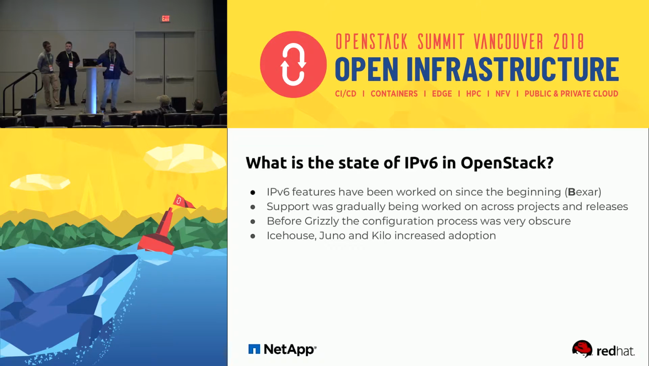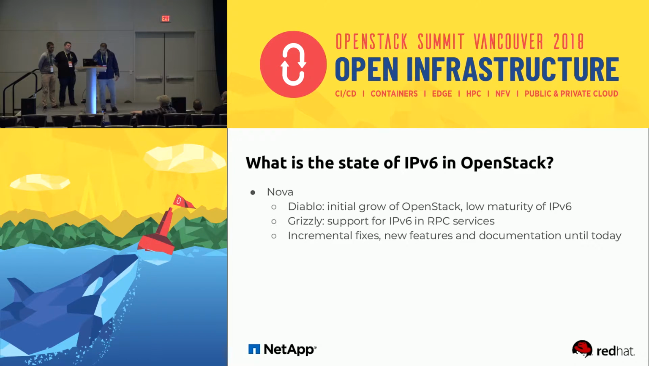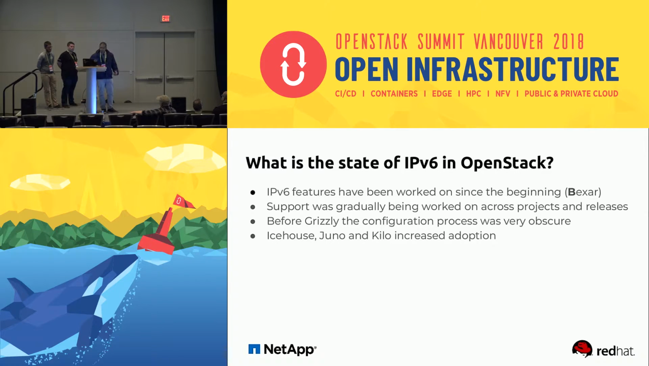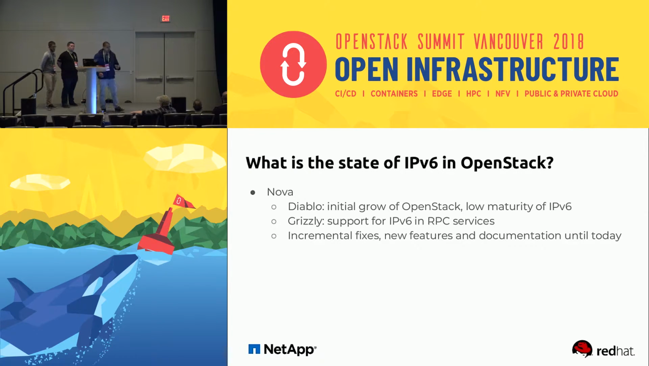In Icehouse, Juno, and forward, the adoption of IPv6 started growing, and mainly in the Grizzly release, some support for IPv6 was added in the RPC services. That happened across several projects: Nova, Cinder, Neutron. They added support for intercommunication processes in IPv6. And then the maturity of IPv6 on OpenStack started to grow.